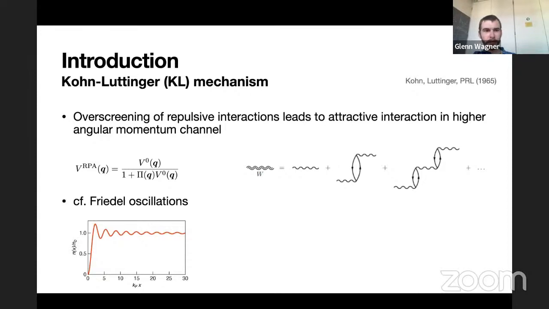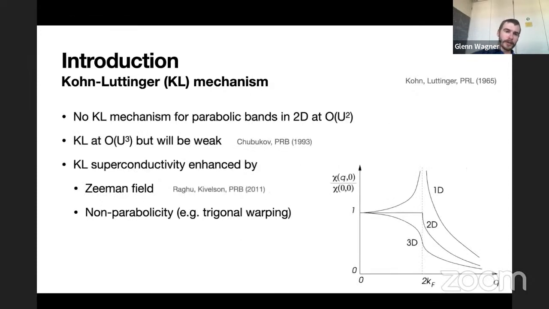Good. So next, I said that we can have this Kohn-Luttinger mechanism to explain the superconductivity in Bernal bilayer graphene, but actually there's a problem, because naively, if you just have parabolic bands in 2 dimensions, then there's actually no Kohn-Luttinger mechanism.